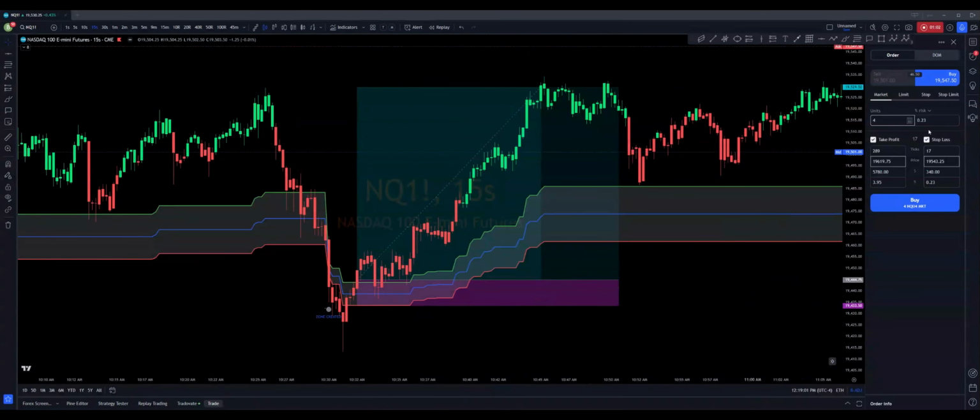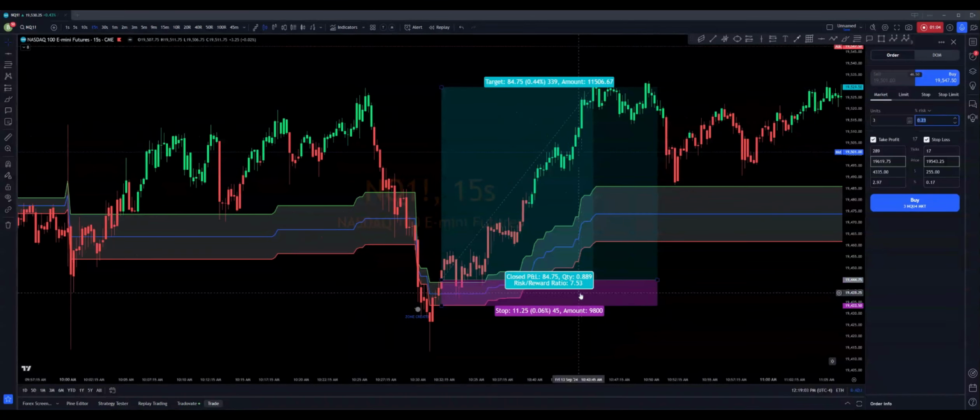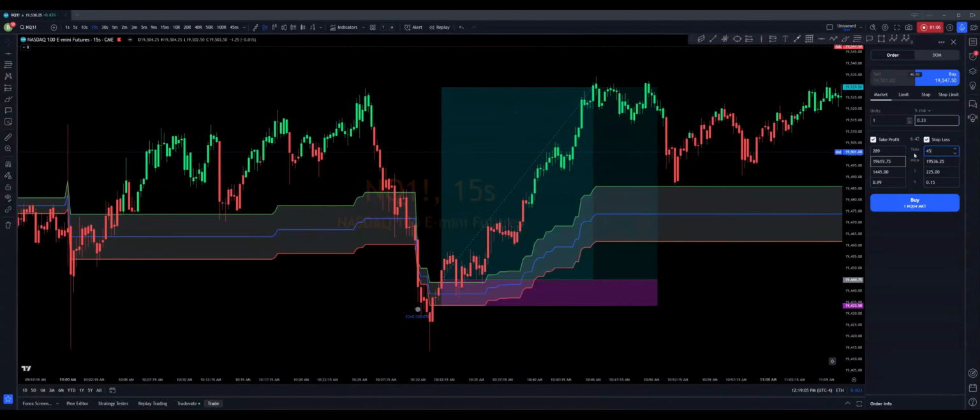I usually, on a small account, I'll risk 0.25%. So what do we got here? We got 45 ticks. And then we got 339. So 339, and I'm going to risk 0.25. So I would put in one contract.